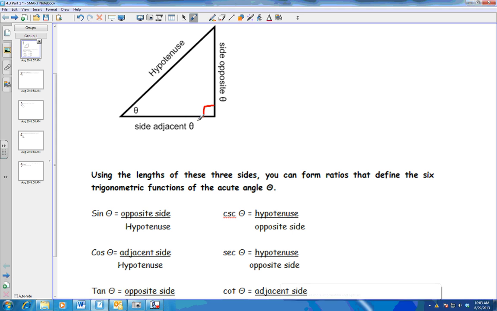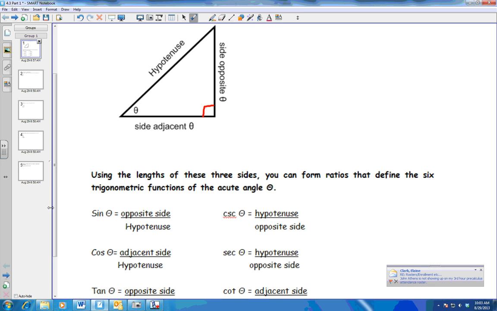This is the side adjacent to this angle. Adjacent sides always touch the angle I'm talking about. This is the side opposite this angle. Opposite sides will never touch the angle that we're talking about. So back in geometry, we are using the lengths of these three sides to form ratios that define the 6 trig functions. Okay, ratios, remember, are just fractions.